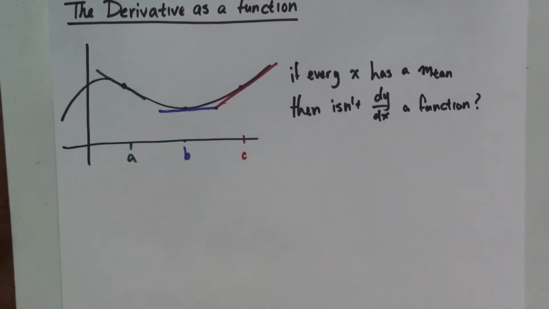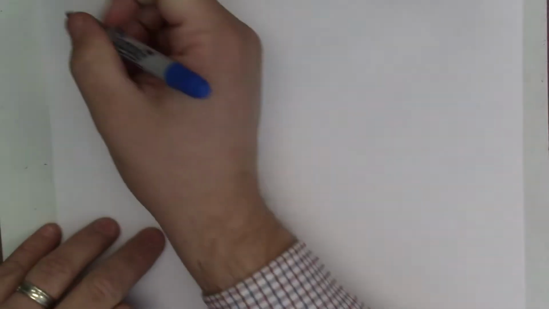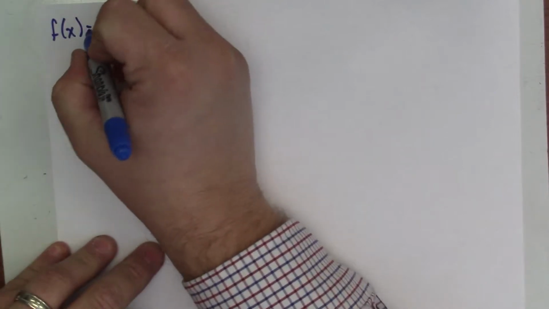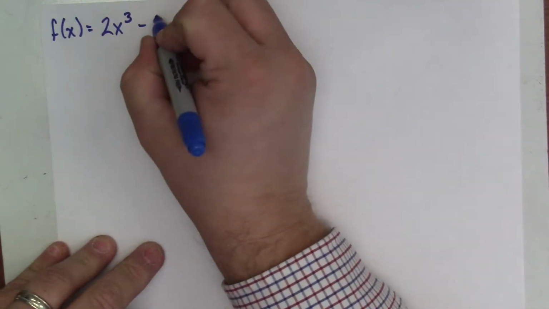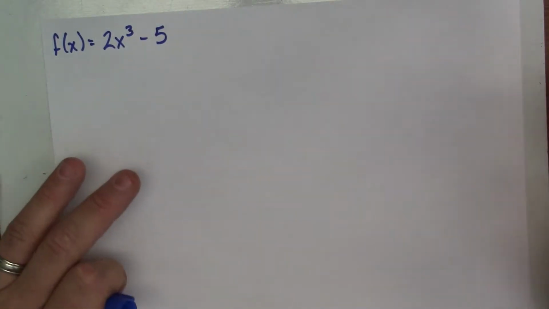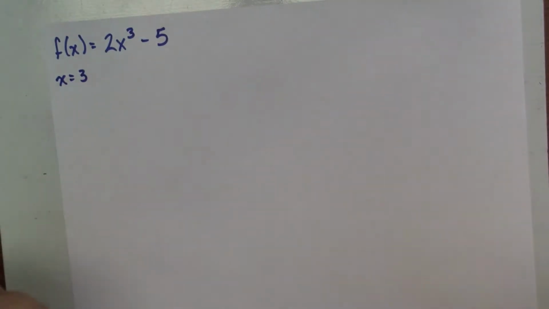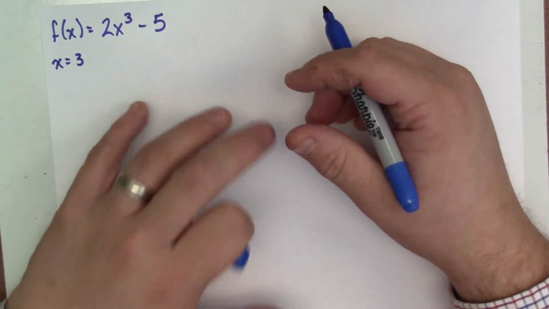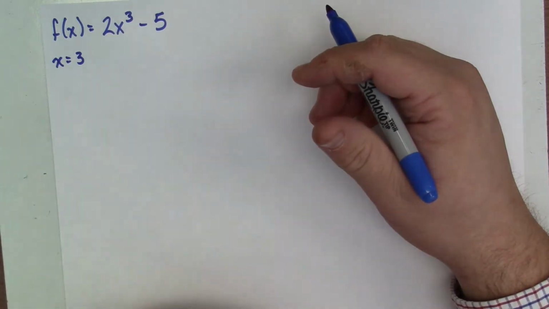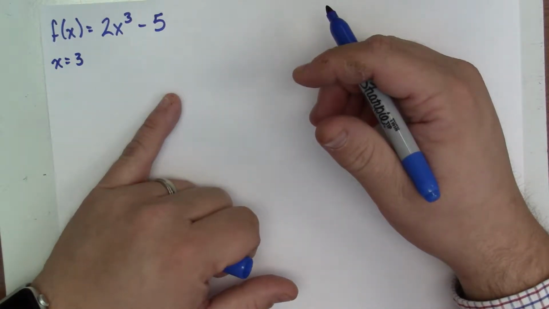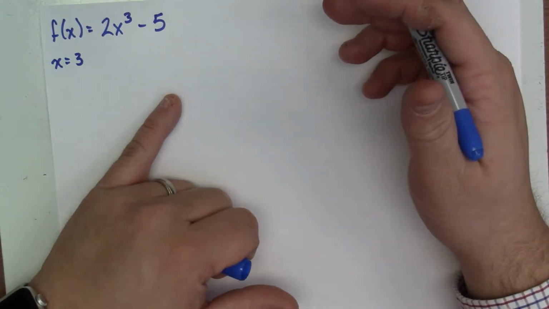I kind of hinted at that in some of our earlier videos, but in our previous video we looked at f of x equals 2x cubed minus 5. What we did was we said when x is 3, and we evaluated that, but in that first example when I did the definition of the derivative, I actually plugged 3 in at the end, not at the beginning. That's an interesting conundrum, Mr. Garwood.